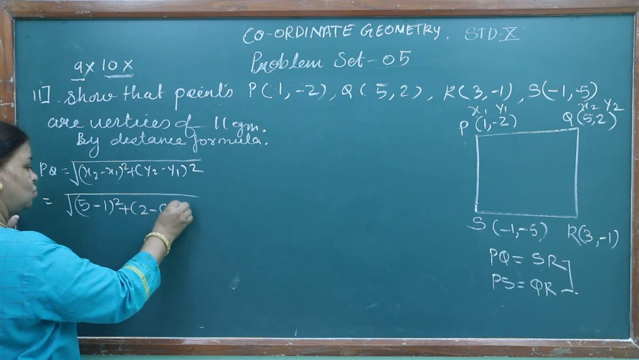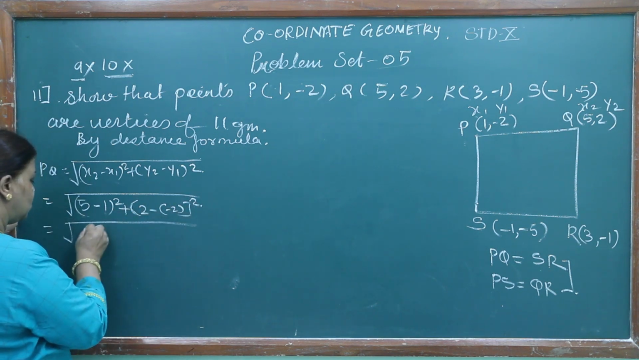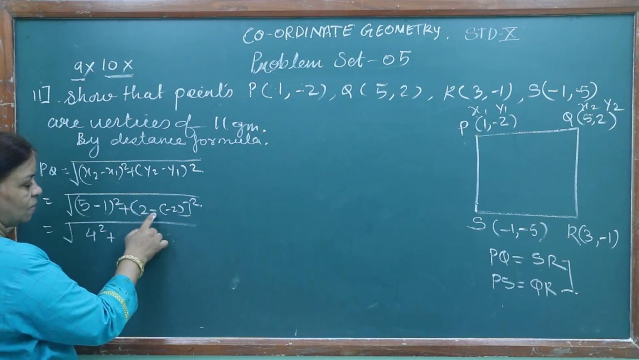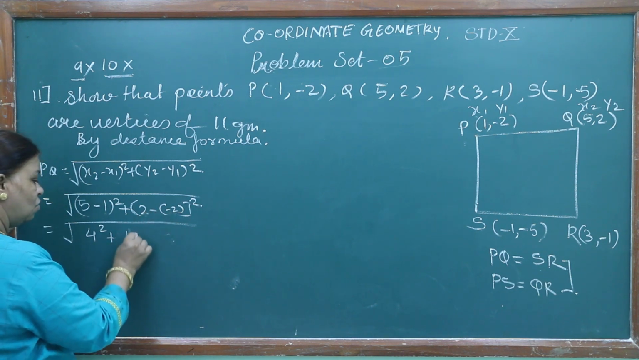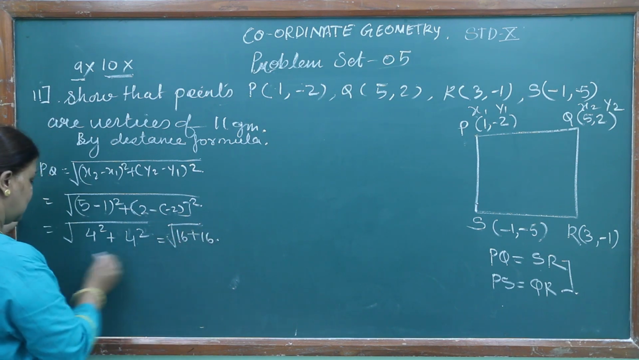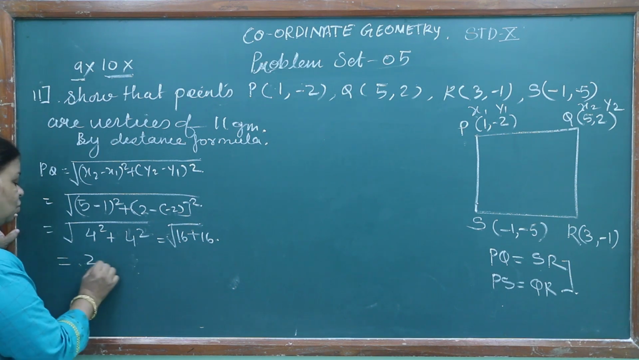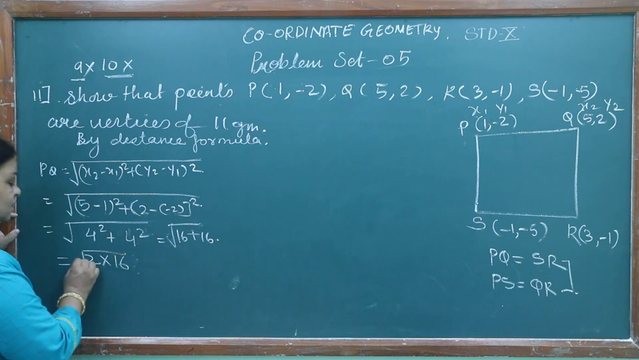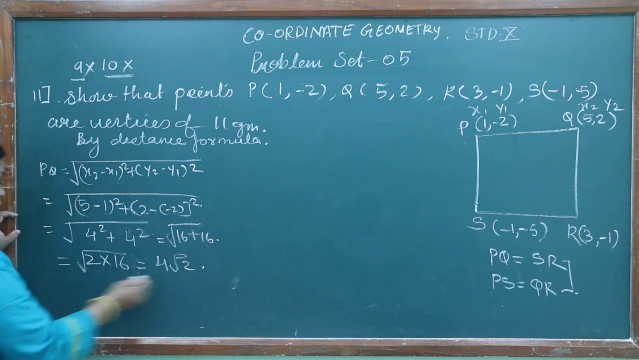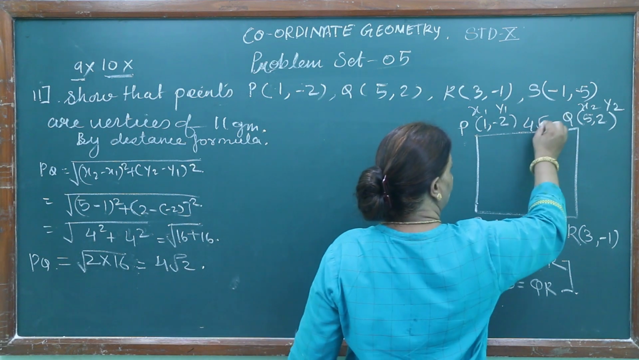y1 is -2, the whole square, which is equal to (5 minus 1) is 4 square plus (2 plus 2) that is 4. 2 minus minus will become plus, 2 plus 2 will be 4 square. That would be 16 plus 16, that is 32, or we can say 2 times 16. See children, root of 2 times 16 can be written as 4 root 2. So we got PQ as 4 root 2. Let me write here PQ as 4 root 2.